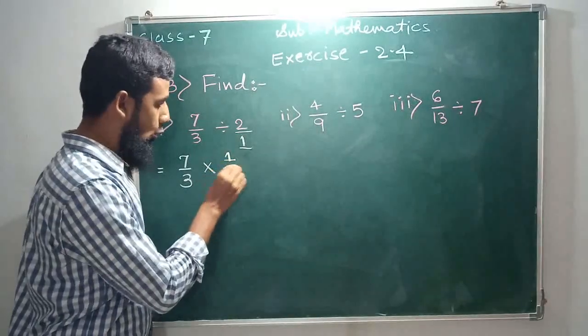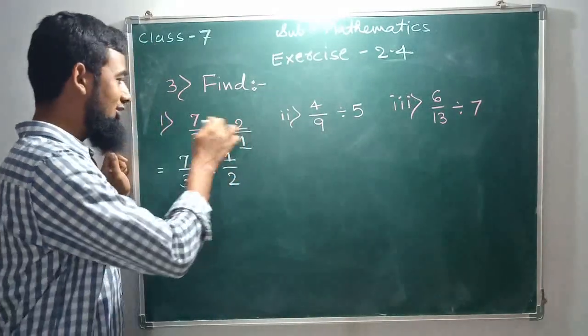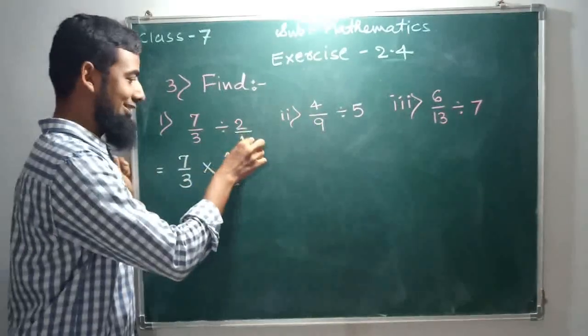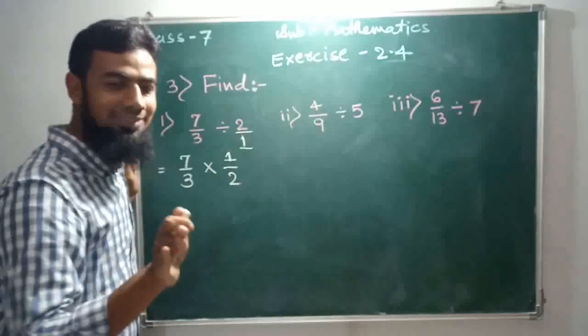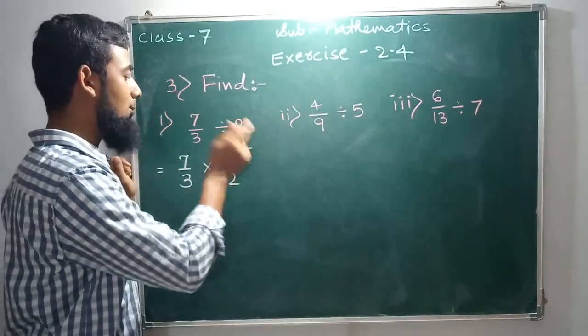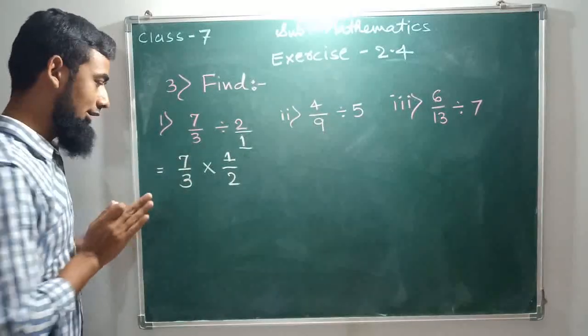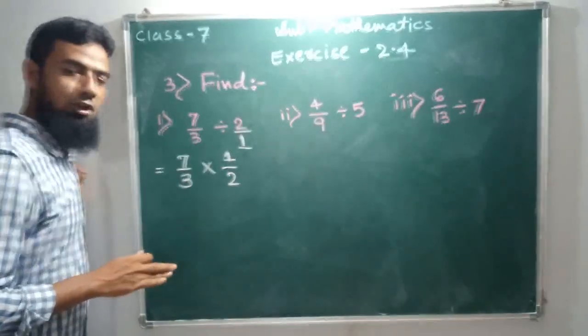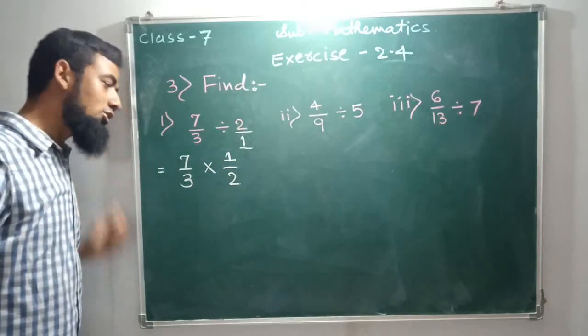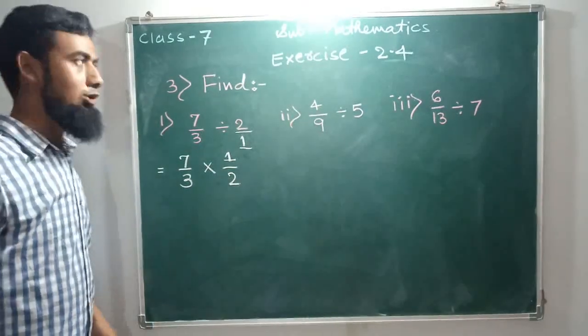So here 1 upon 2. My dear students, it is 7 upon 3 divided by 2 only, but in the denominator there is nothing, so we can understand there is only 1. So we can write 2 upon 1. Understood? Clear? If you have any doubt, you can drop your message in the comment section box, and we will give the proper solution.